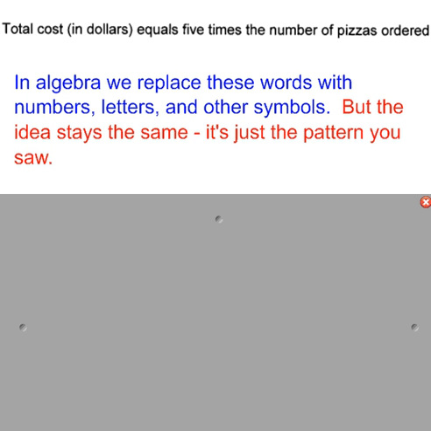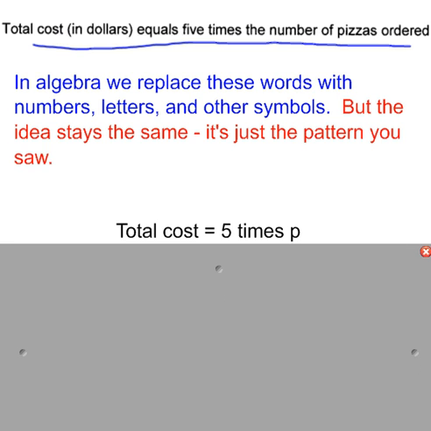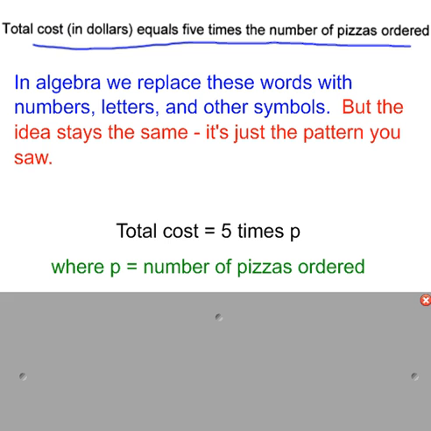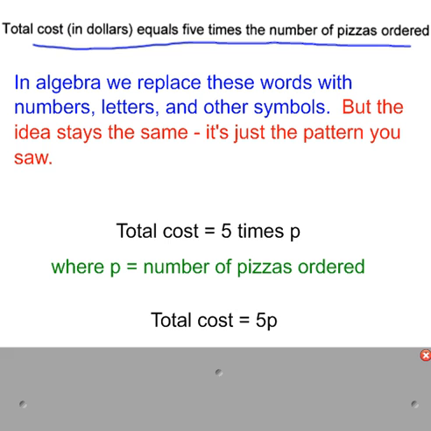So in algebra, we would replace these words with numbers, letters, and other symbols, but the idea stays the same. It's just the pattern you saw in the table relating the number of pizzas ordered to the total cost. So up here in words, we said the total cost equals 5 times the number of pizzas ordered. So we can start translating it into algebra by saying total cost equals 5 times P. And we have to say what P is. So P in this case is the number of pizzas ordered.